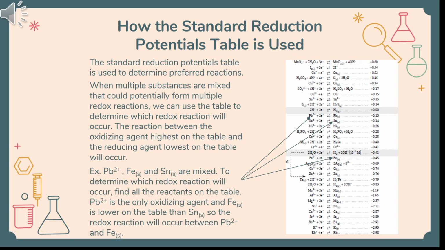For example, Pb2+, Fe solid, and Sn solid are mixed together. To determine which redox reaction will occur, find all of the reactants on the table. Pb2+ is the only oxidizing agent, and Fe solid is lower on the table than Sn solid, so the redox reaction will occur between Pb2+ and Fe solid.